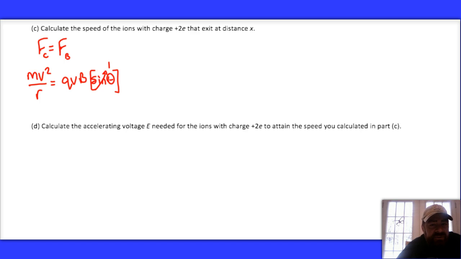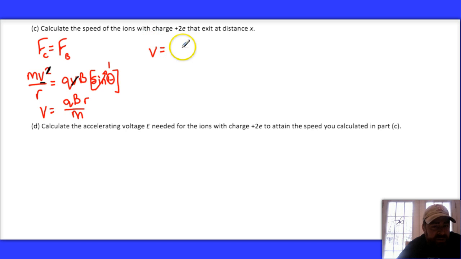I'm solving for v, so this v on the right goes away and one of the v's on the left goes away, which means I want to isolate this guy. So I'm going to multiply both sides by r and divide by m. My expression then turns into this. V is equal to q times b divided by m, and I need to remember to multiply both sides by r, so I get an expression that looks like that. QBr over m is equal to the speed of the ion.